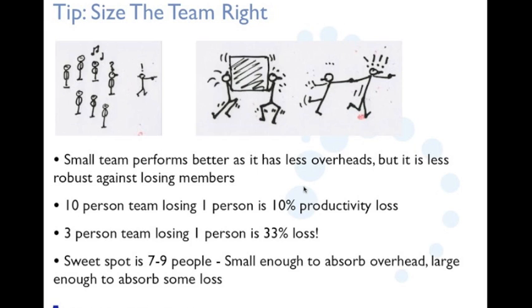If you take an example, in a 10-person team, losing one person is a 10% productivity loss, so your capacity comes down by that much. But in a 3-person team, your capacity is cut by one third, literally a 33% loss. So the sweet spot is around 7 to 9 people, as Scrum suggests. It is small enough to avoid much overhead on the team, but large enough to absorb the loss of a person for any reason. So definitely size the team right. I've seen this happen particularly with very small teams: even if one person gets pulled out, we have a lot of challenges.